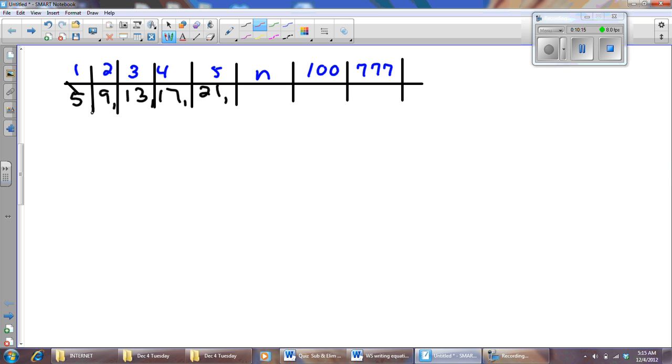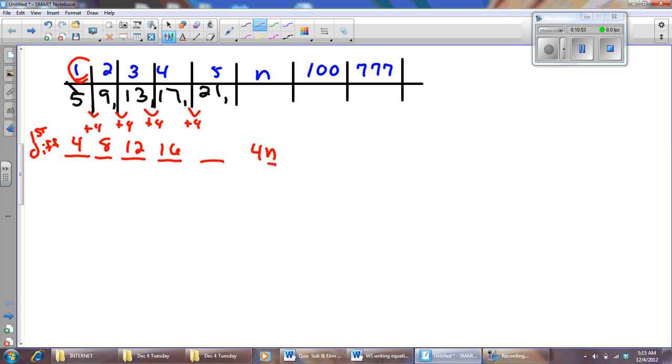All right, again, first thing I do is I find my first difference. And it looks like I'm adding 4 every time. Okay. Well, my answer is going to be something like 4 times n. So now I take these numbers here, the 1, 2, 3, 4, 5, and I plug them in for n. So 4 times 1 is 4, 4 times 2 is 8, times 3 is 12, 16, and 20. And now I do my comparison. You'll notice they don't match.